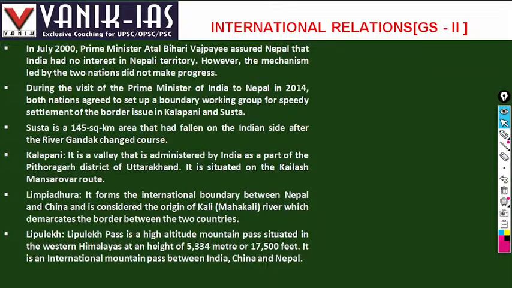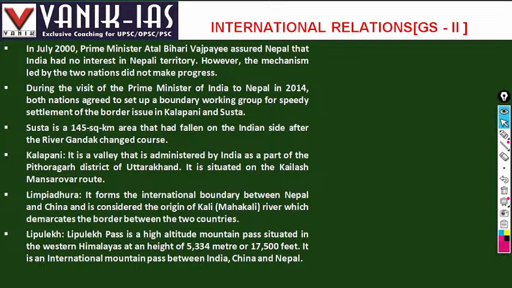In July 2000, Prime Minister Atal Vajpayee assured Nepal that India has no interest in Nepal's territory. However, the mechanism led by the two nations did not make progress. During the visit of the Prime Minister of India to Nepal in 2013, both nations agreed to set up a boundary working group for speedy settlement of the border issue in the Kalapani and Susta area.